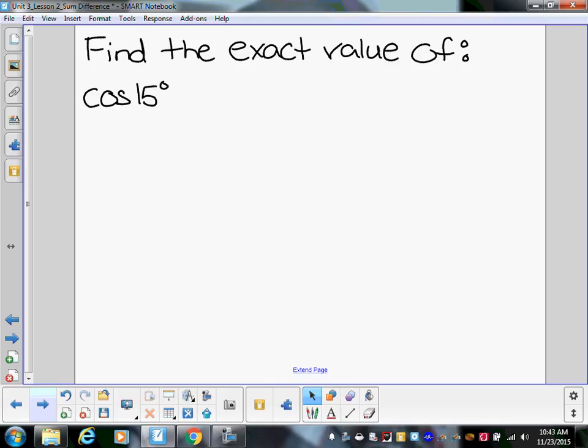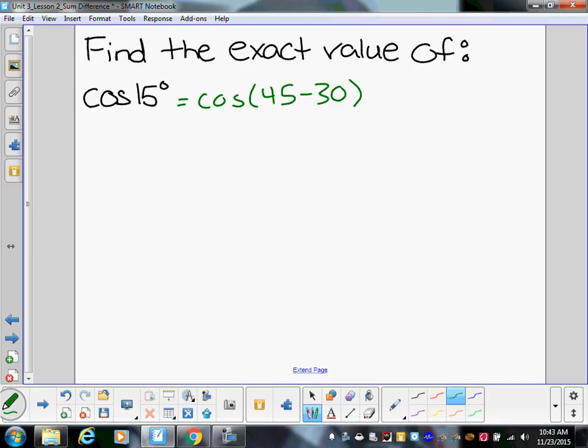So the first thing I have to do is figure out which two special angles I can add or subtract to get 15. 45, yeah, so I can subtract. The cosine of 15 is the same as the cosine of 45 minus 30. 45 minus 30 is 15.